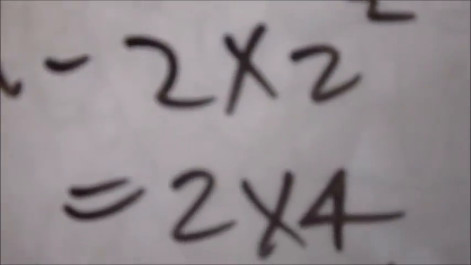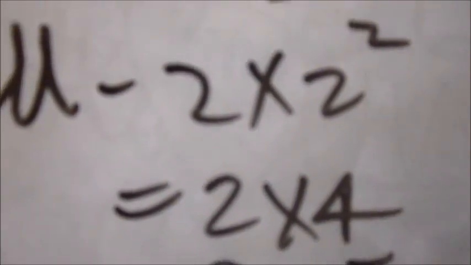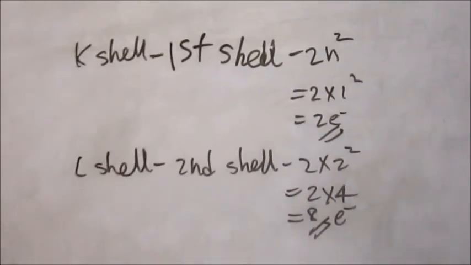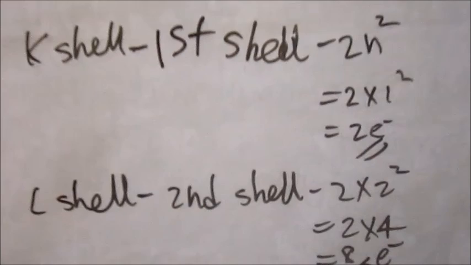For the first shell, the K shell, it is 2n squared, so 2 into 1 squared, which is 2 electrons. For the second shell, the L shell, the formula 2n squared is also applied: 2 into 2 squared, 2 into 4, which is 8 electrons, and so on. For the third shell it is 18 electrons, and for the fourth shell it is 32 electrons.